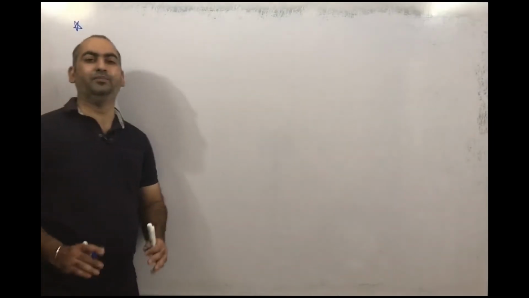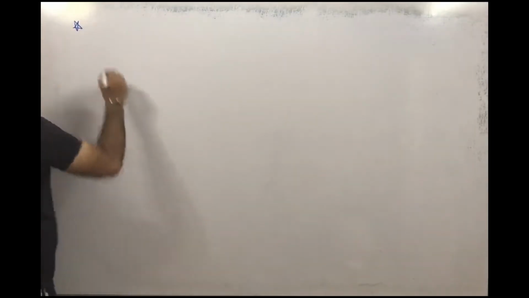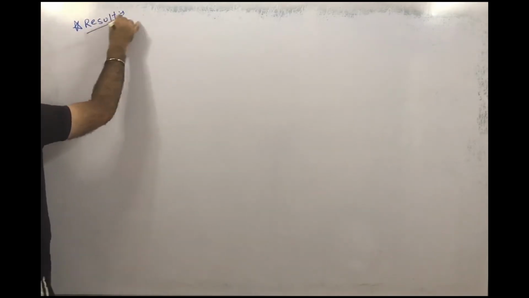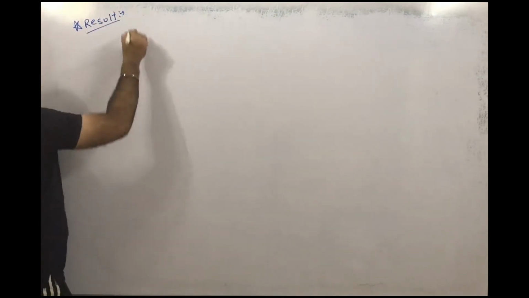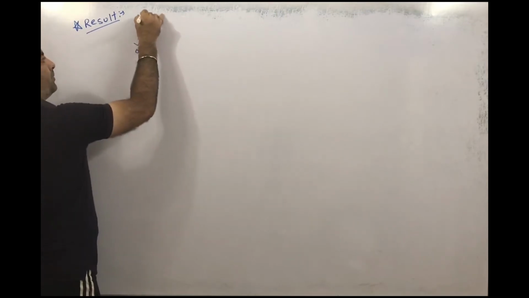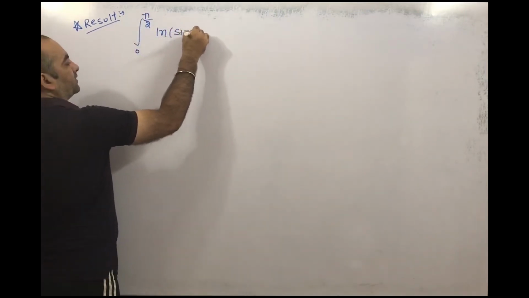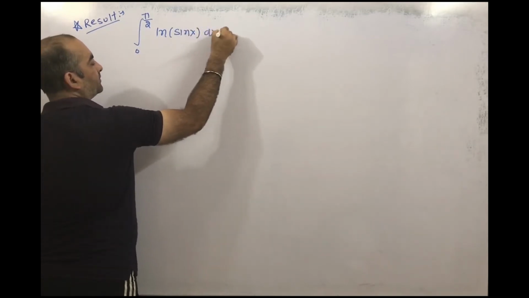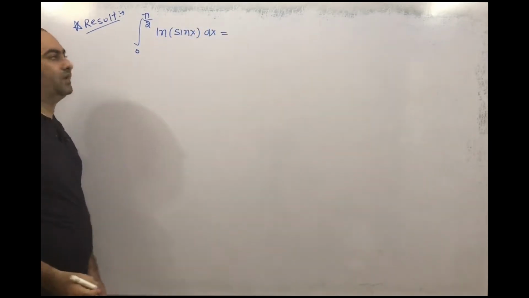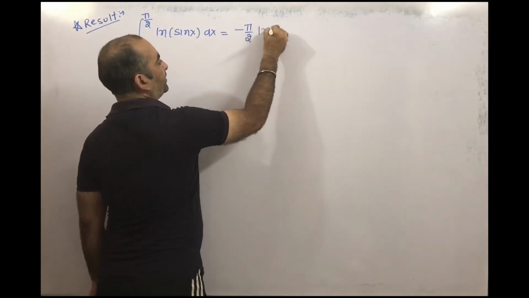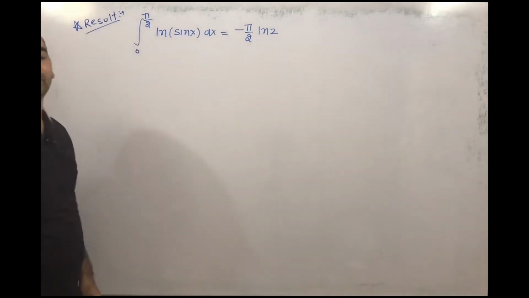We are discussing one important result that we have to remember. According to this result, the integration of 0 to pi by 2 of ln sin x dx, this value will come out to be minus pi by 2 ln 2.